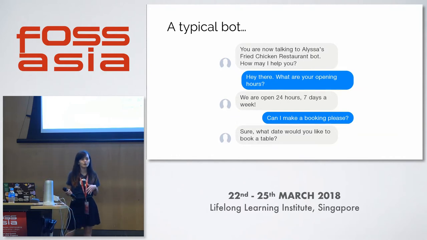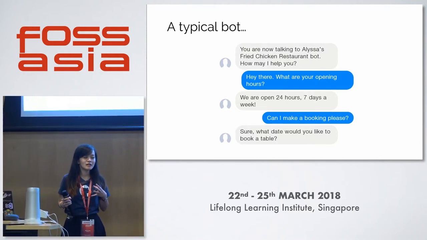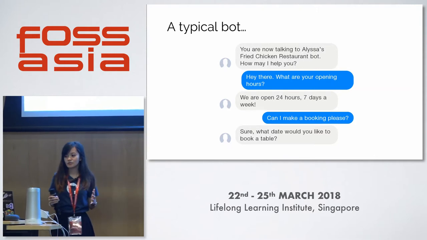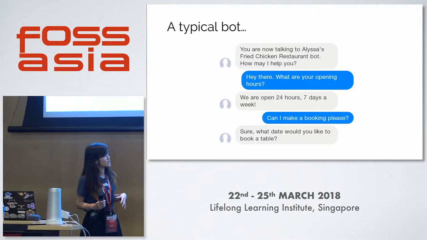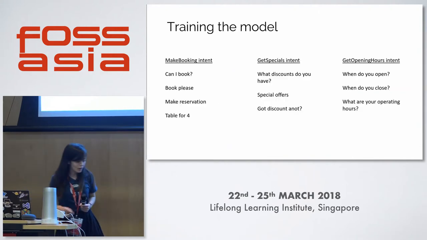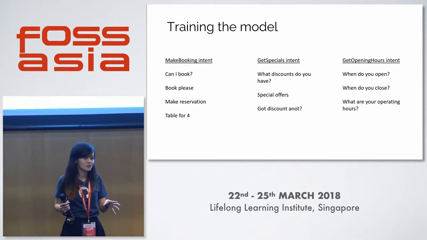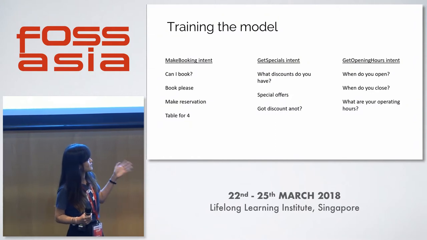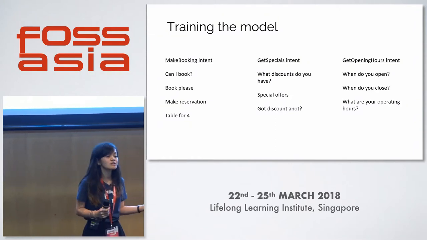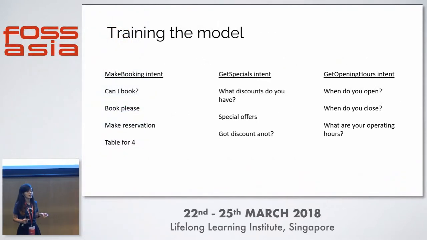Let's say I own a fried chicken restaurant, and my bot can handle a limited number of things in the domain. For example, people can ask me what my opening hours are, and they can place bookings with my bot. How I would train the natural language model behind this using a third-party tool like LUIS, maybe using Dialogflow, would be something like this. I'll make three different intents of what my bot can handle, and then I'll train some utterances under those intents so that the bot can classify them.